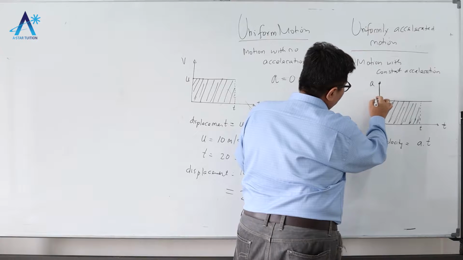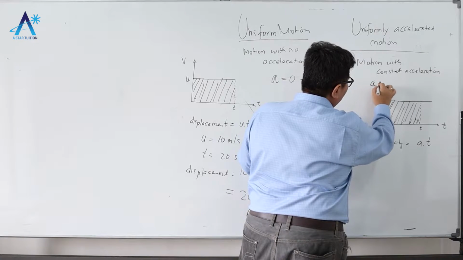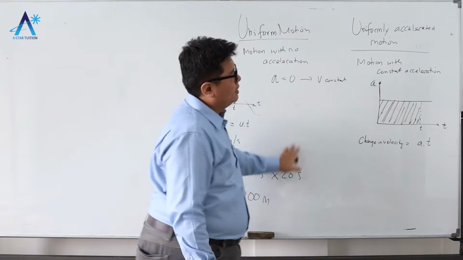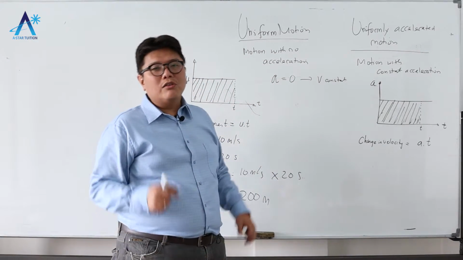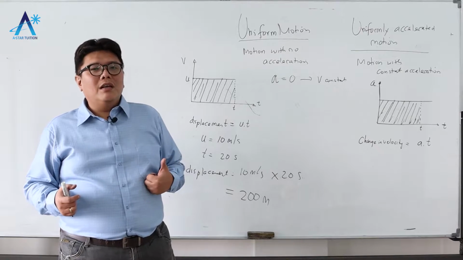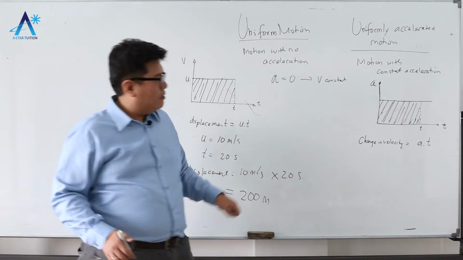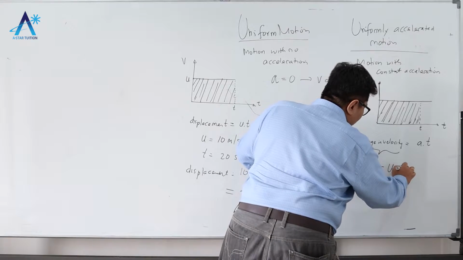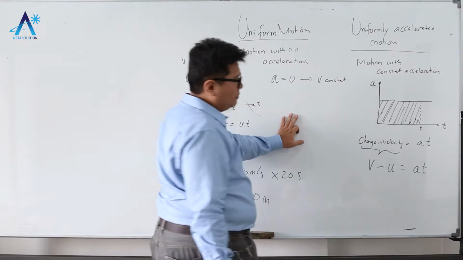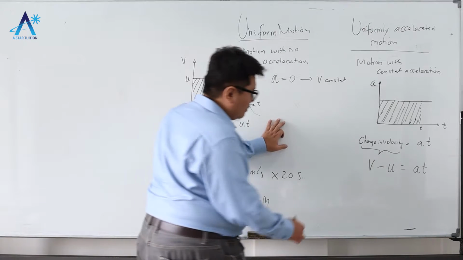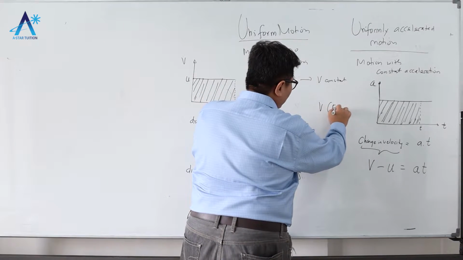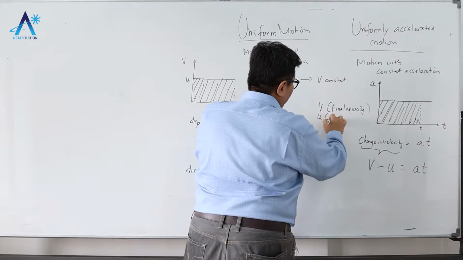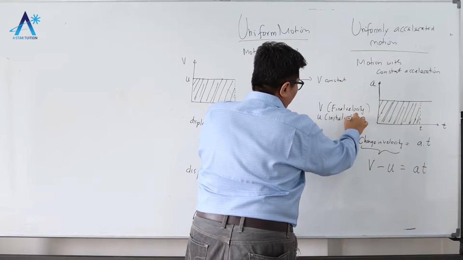So whatever the value of a here is, multiplied by the time, it's going to give you the change in velocity. Now change in velocity is final minus initial. So change in velocity is equal to final minus initial, so v minus u. So v here is the final velocity, and u here is the initial velocity.